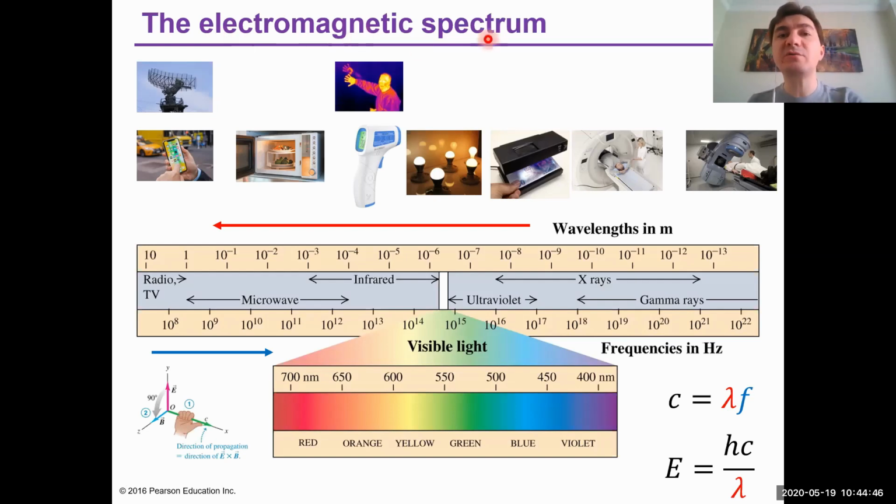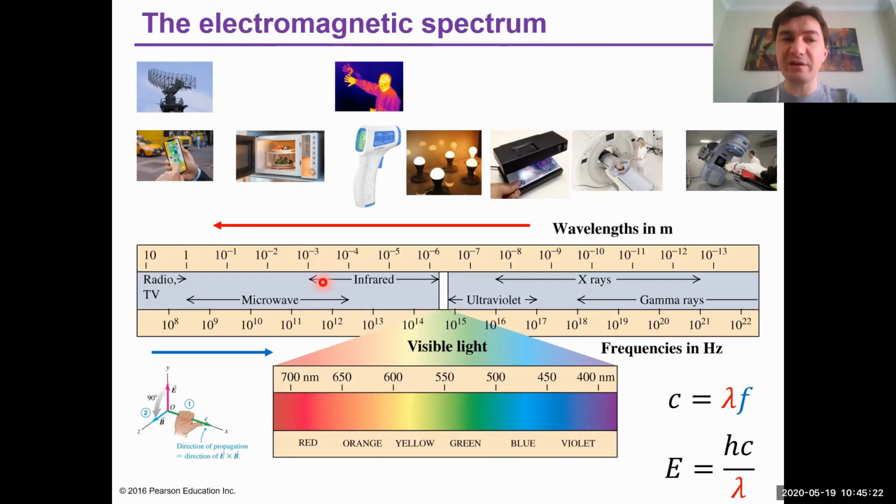So what is the electromagnetic spectrum? The electromagnetic spectrum defines for us the different ranges of electromagnetic radiation. Here we start from the radio waves. Here we have microwaves, infrared radiation, and here we have a very short range, the visible light range. Here we have UV radiation, ultraviolet, and here we have X-rays, and here we have gamma rays. So this is the electromagnetic spectrum.